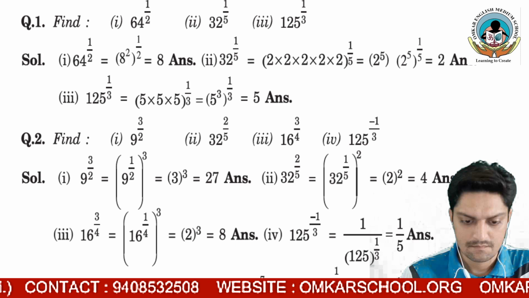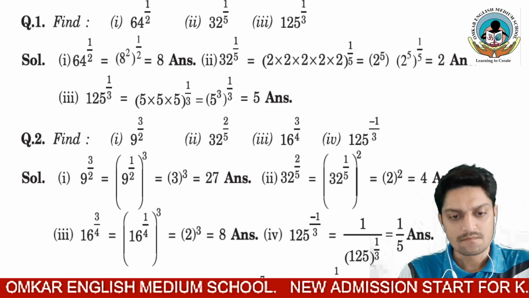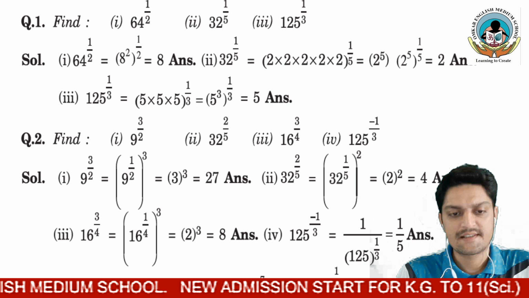Okay, so you have to find some roots. Here it's a square root, in the second question it's a fifth root, and in the third question there is a cube root. This you have to find. So actually this is a chapter from powers and exponents.